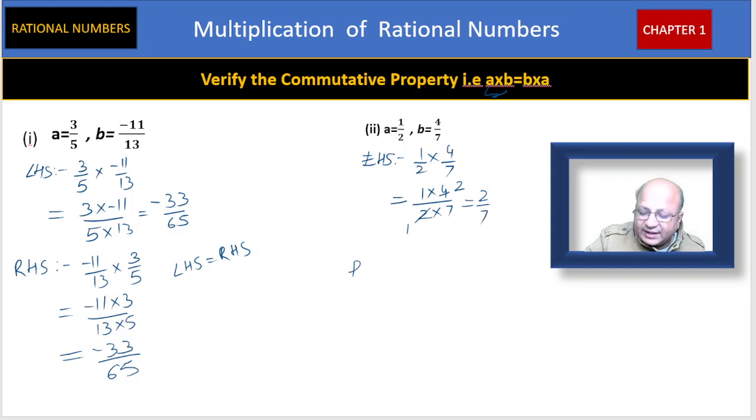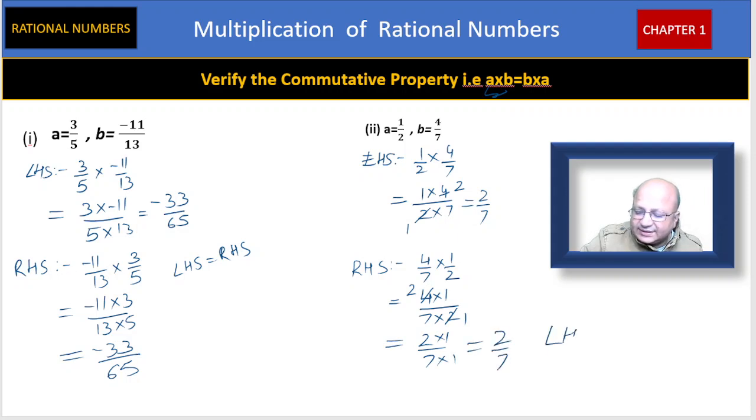So let's take right hand side. So b into a, b is 4 upon 7 and a is 1 upon 2. So 4 multiplied by 1 is numerator and 7 into 2 is denominator. There is common factor between our numerator and denominator. So 2 is common factor between 4 and 2. So 4 will be reduced to 2 and 2 will be reduced to 1. So 2 multiplied by 1 upon 7 multiplied by 1 is equal to 2 upon 7.